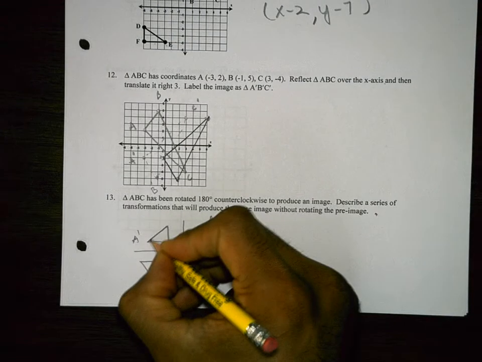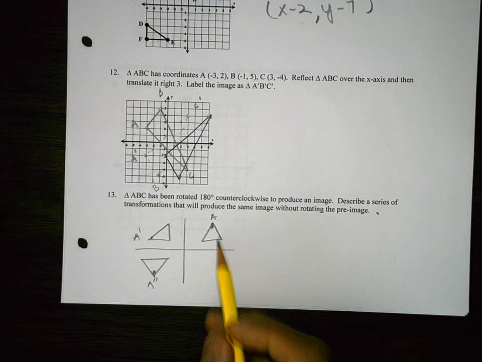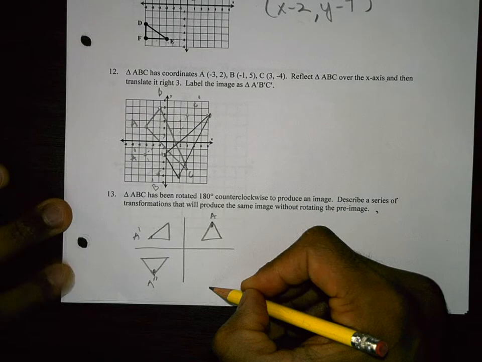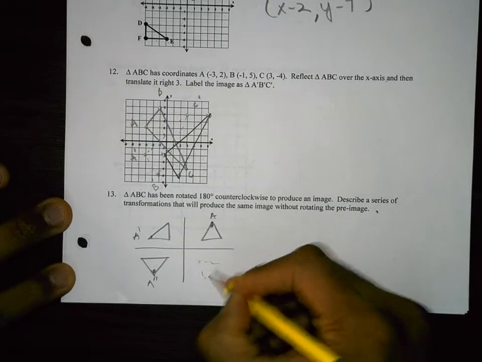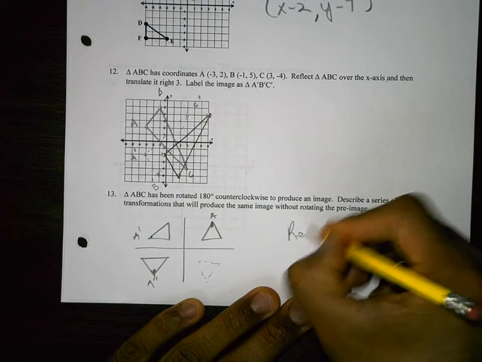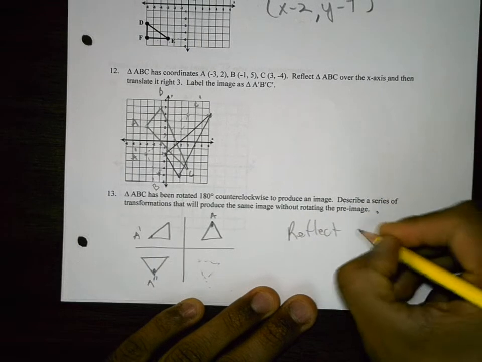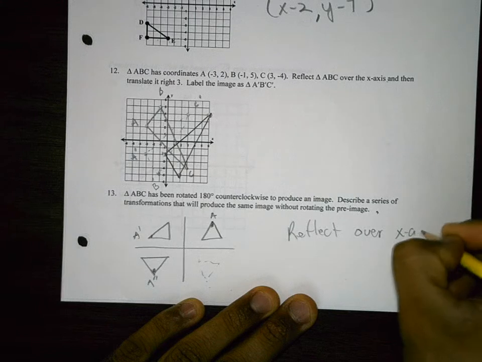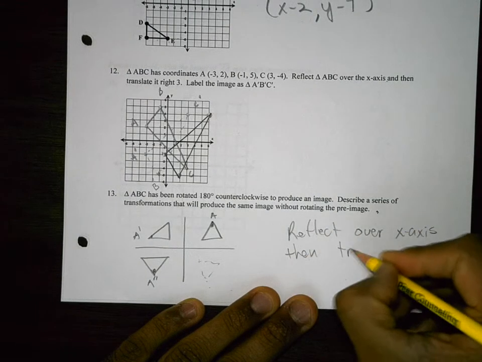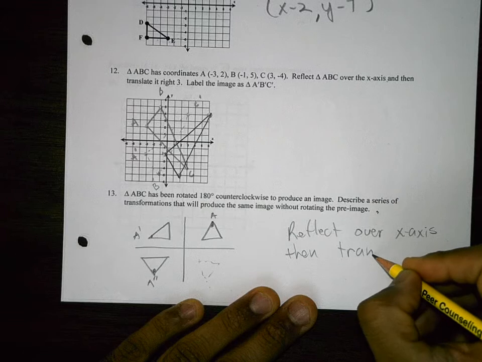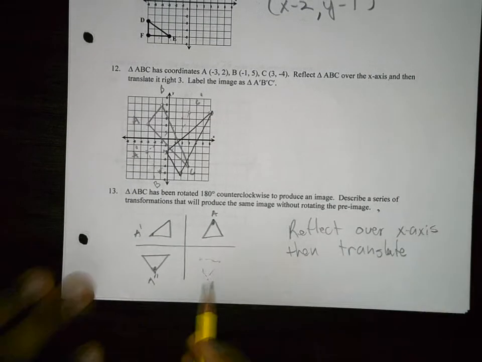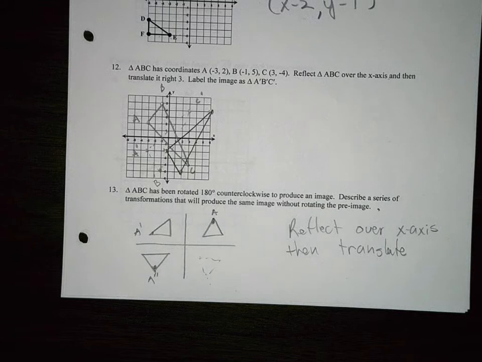Well, how can I get to here without going that same direction? Well, if I reflect it, I'll get A to come down here. So if I reflect it down here, then translate it over. So I would say reflect over the x-axis, then translate to the left.